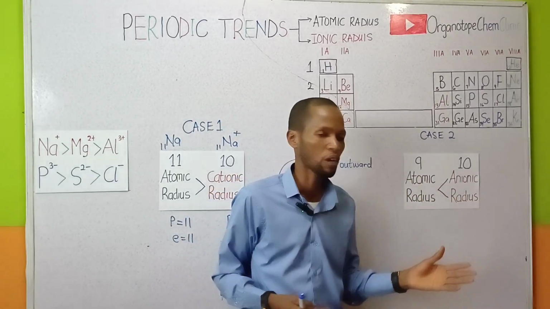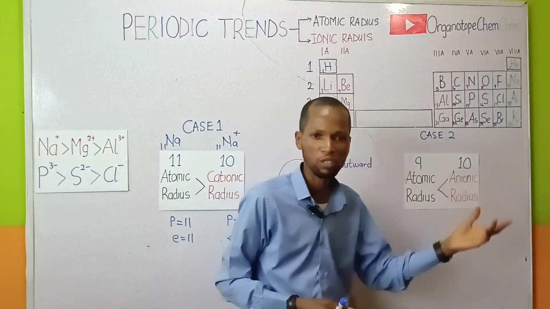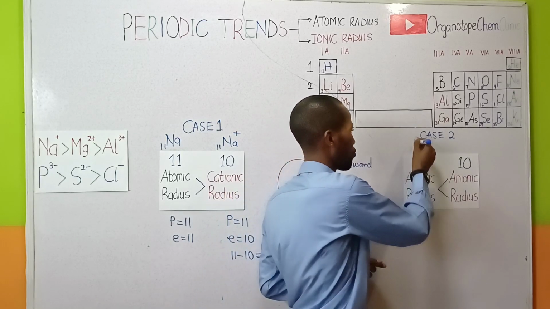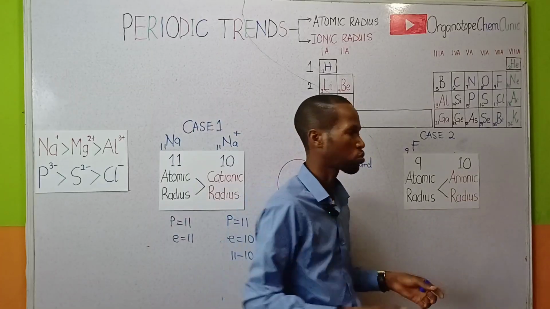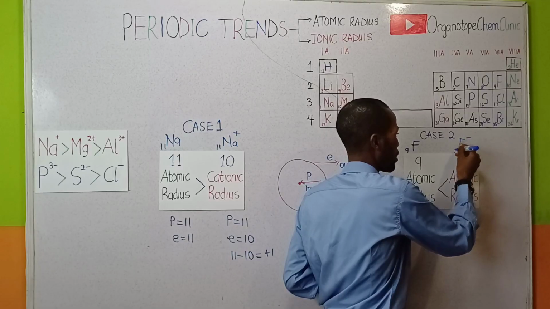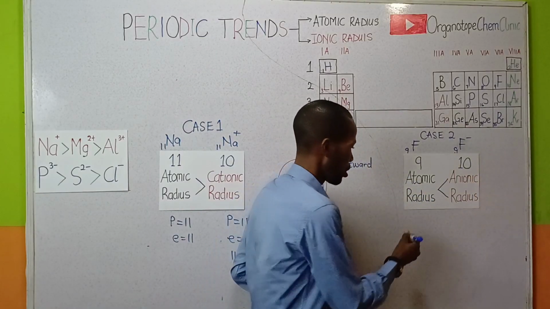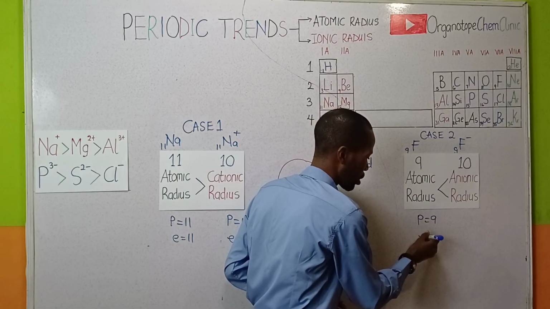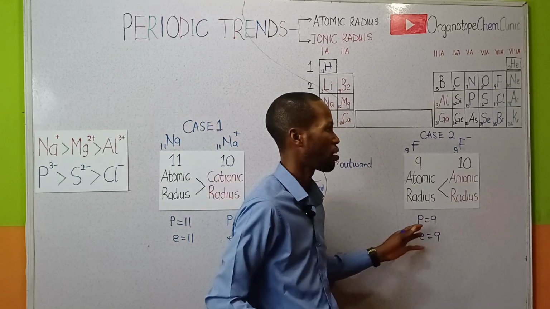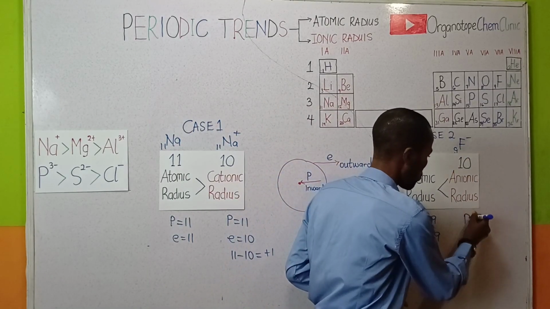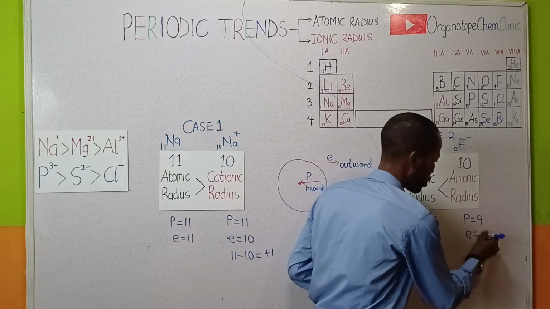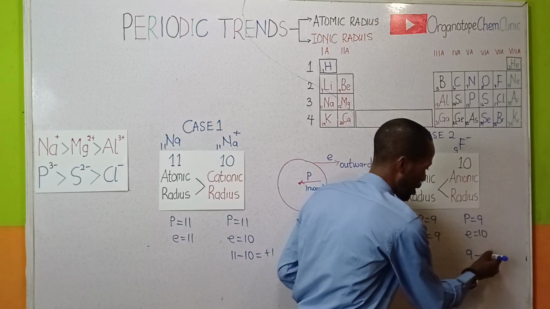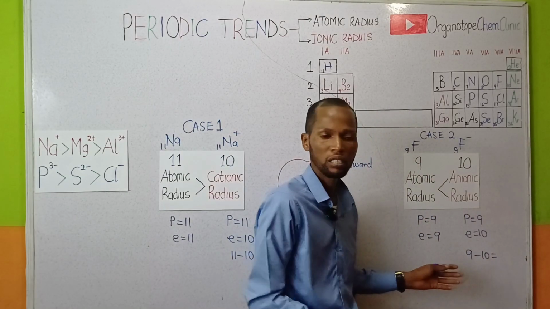Also in case 2, let's check whether we have inward or outward movement. The element with atomic number 9 is fluorine. When fluorine gains 1 electron, we have F minus. The atomic number still remains the same. The proton number for fluorine is 9, while the electron number for fluorine is 9. But for the fluoride, the proton number is 9. The electron number for fluoride is 10. Now we have 9 minus 10, which is what?